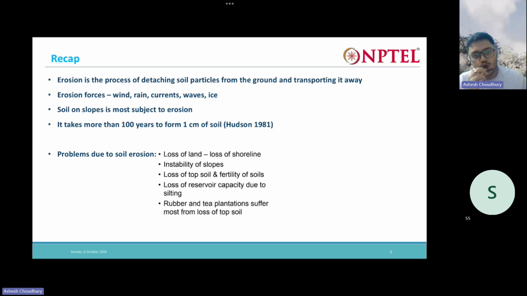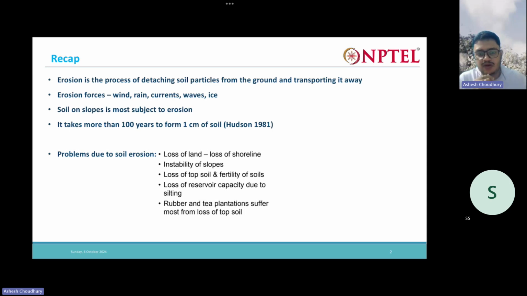Instability in the slope, loss of topsoil and fertility of soil. The topsoil is very fertile, right? All the microorganisms are there. The topsoil is really fertile, which is very much needed for agricultural purposes. So what will happen if it keeps on getting eroded away? We cannot grow crops, right? It is a very important thing that we have to prevent the erosion of the topsoil, else we won't be able to grow vegetables and crops.